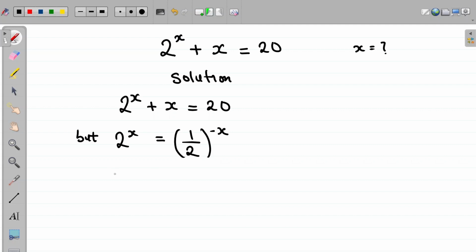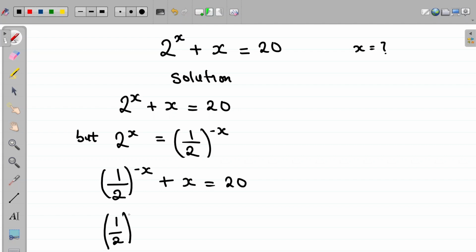So our equation becomes 1 divided by 2 all raised to the power of negative x plus x equal to 20. This can be expressed as 1 divided by 2 all raised to the power of negative x is equal to 20 minus x.